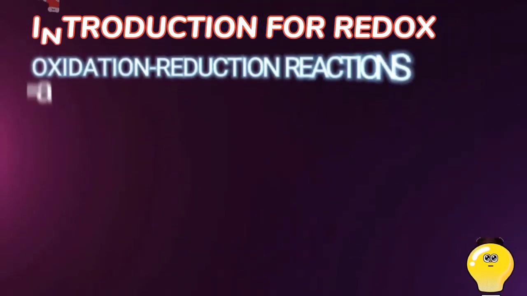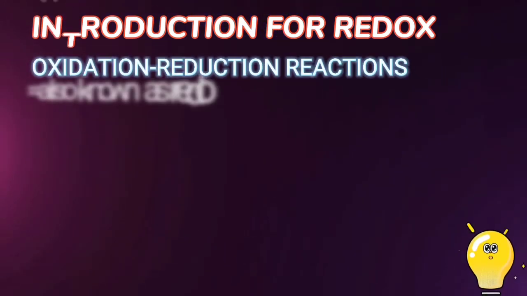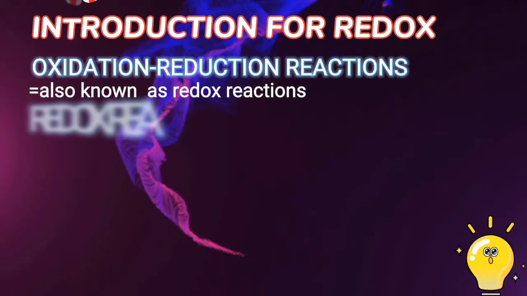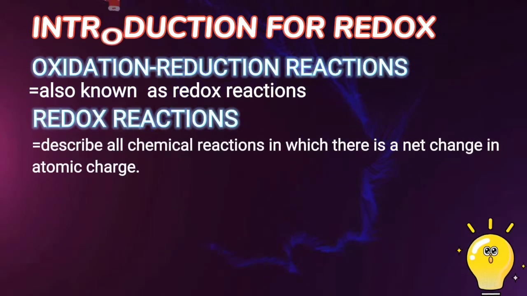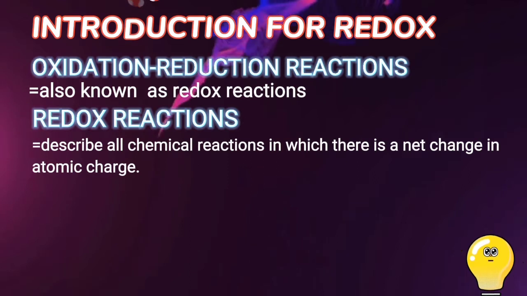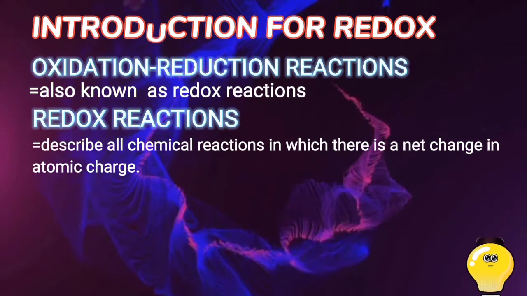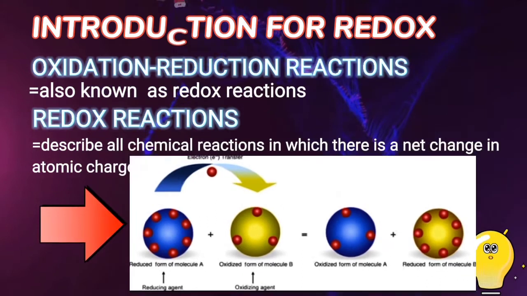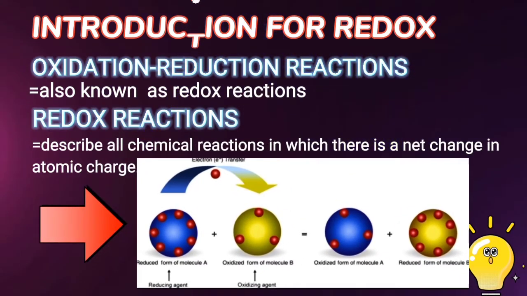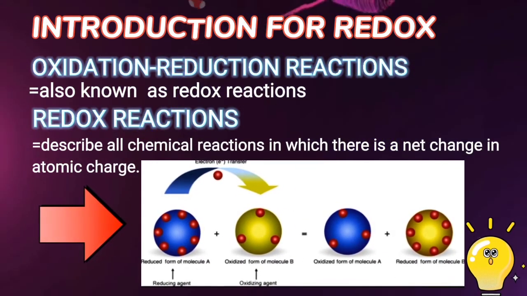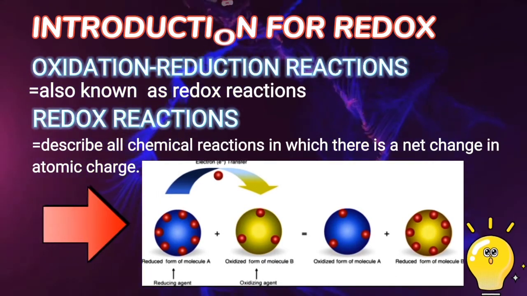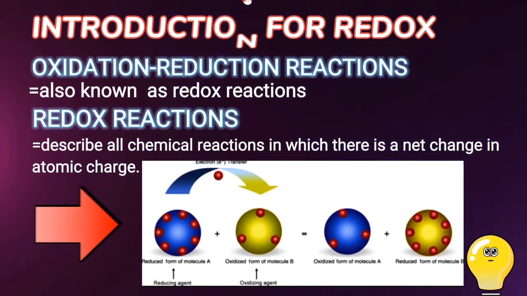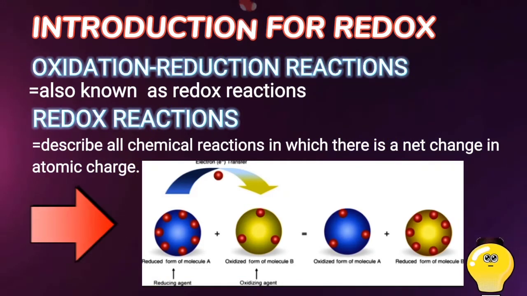So, oxidation-reduction reactions, also known as the redox reactions. What are the redox reactions? They describe all chemical reactions in which there is a net change in atomic charge. In other words, redox reactions are characterized by the actual or formal transfer of electrons between chemical species, most often with one species undergoing oxidation, while another species undergoes reduction.